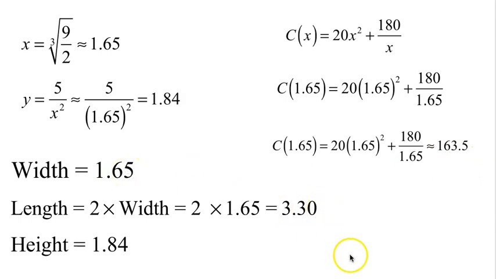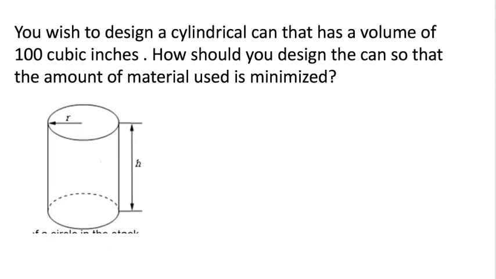The length is 3.30 meters and the height is 1.84 meters. And I believe I have one more question to go in this realm. Let's take a look. You wish to design a cylindrical can that has a volume of 100 cubic inches. How should you design the can so that the amount of material used is minimized?